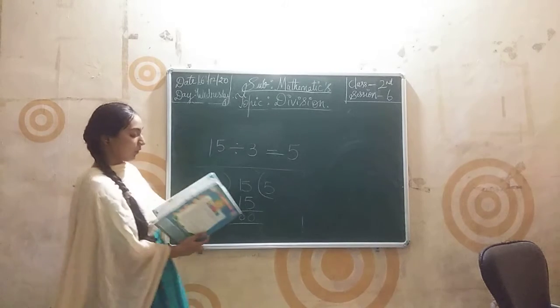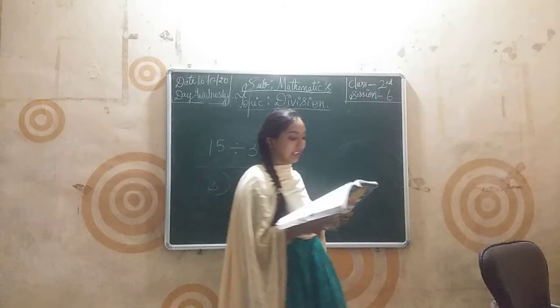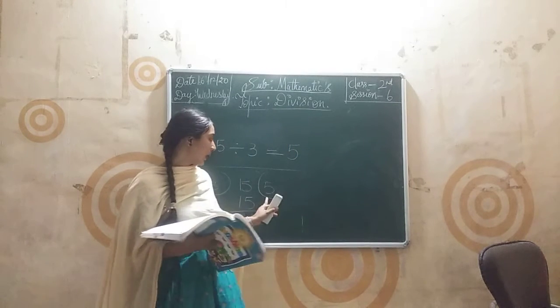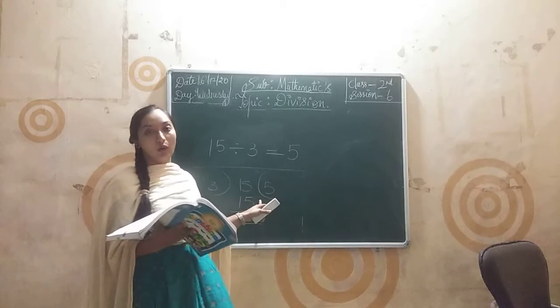Okay. So what happens here? If we divide 15 balls equally among 3 children, each child gets 5 balls. So we got the answer 5. Each child gets 5 balls.